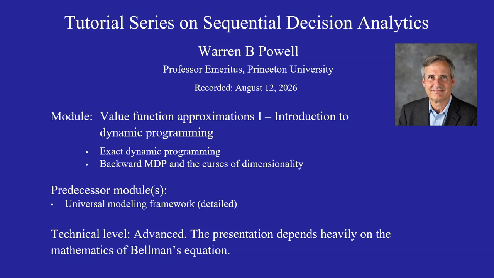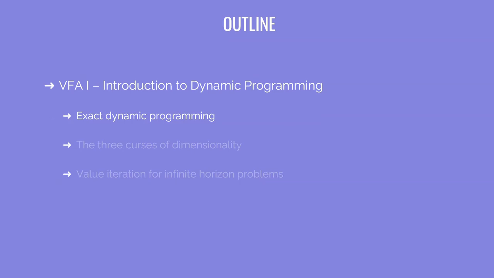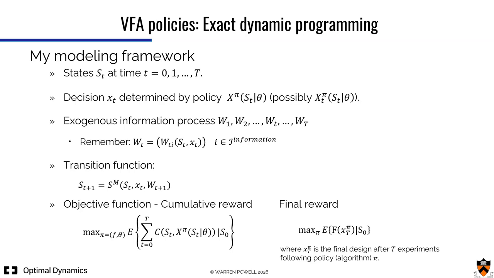So here we're going to start on a class of policies based on value function approximations. This is our third class. It turns out value function approximations is a very rich and complex method for constructing policies. So I've divided it into 5 separate parts. This is part 1, and part 1 is an introduction to dynamic programming, effectively Bellman's equation. So I'm going to begin with classical exact dynamic programming because it's important to have this foundation.